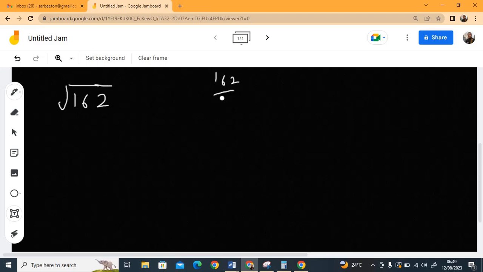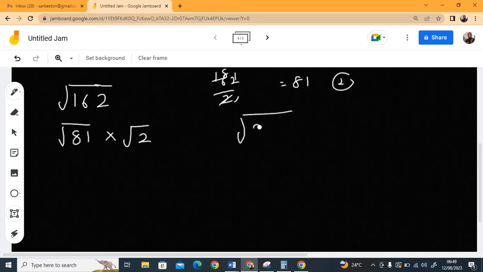2 times 81 gives 162, so 81 is a perfect square and 2 is a non-perfect square. So I can use this 2. Let me make it easier for you: root 81 times root 2. When I was teaching you the composition, I did this thing; it can also be written like this, 81 times 2. That is why that knowledge is very important for you to move forward.